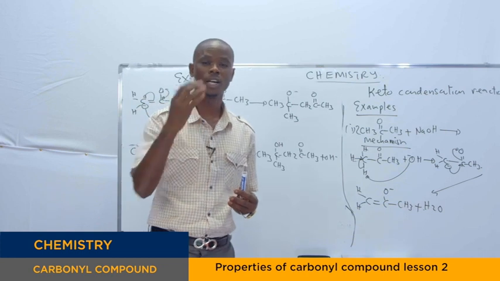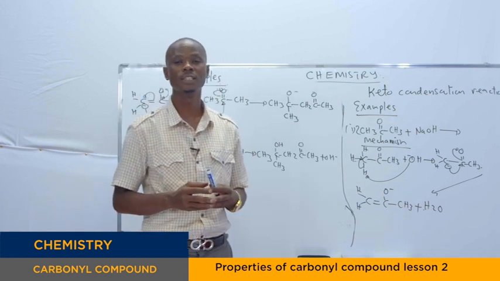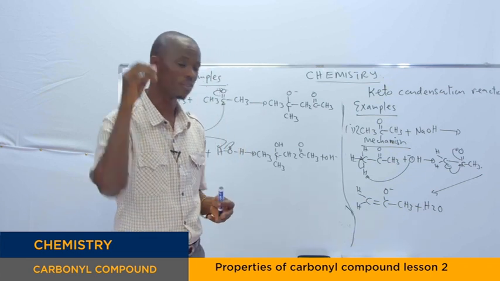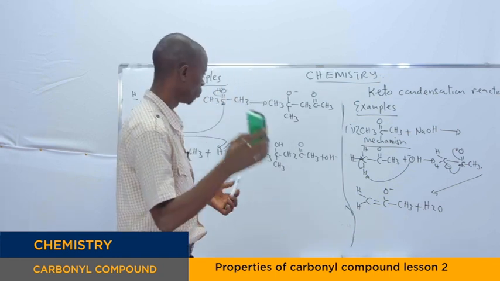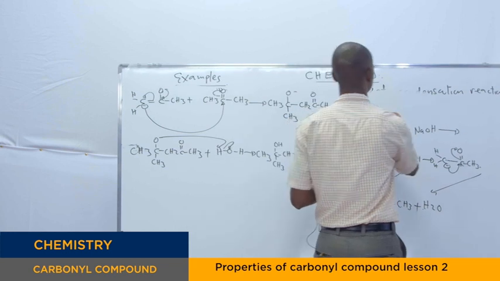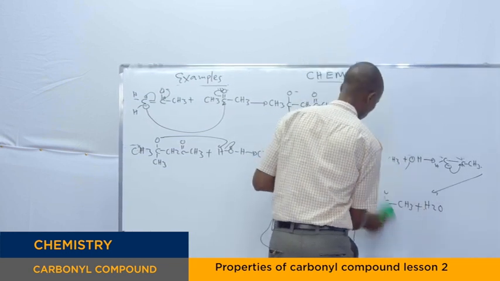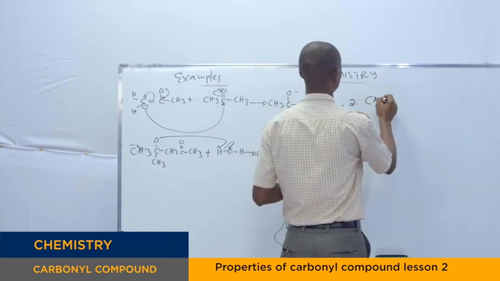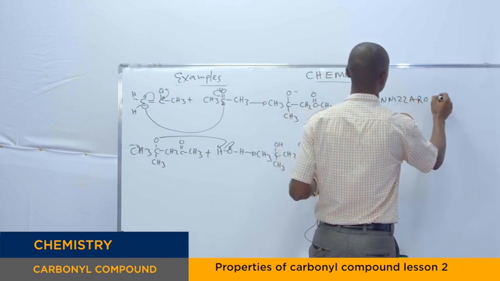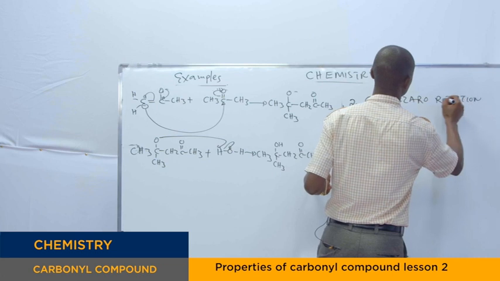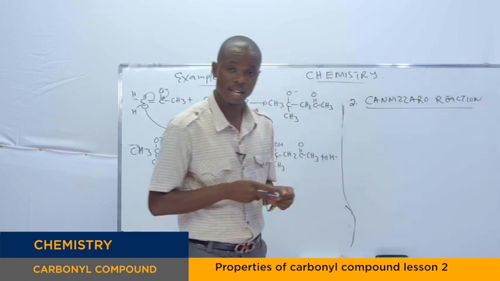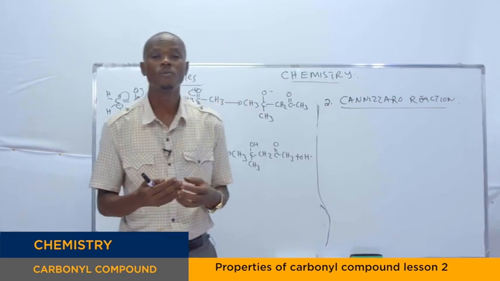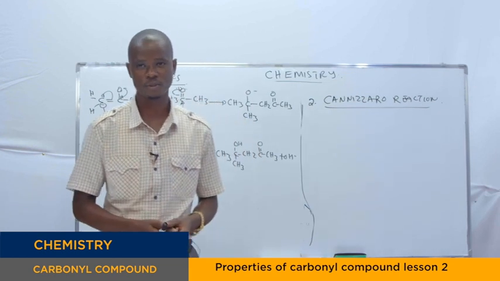Now, there are other carbonyl compounds which do not contain alpha hydrogen atoms. They have also another reaction, which is called the Cannizzaro reaction. So let us see the second reaction, which is Cannizzaro reaction. Now, Cannizzaro reaction can involve, for example, aldehydes with no alpha hydrogen atoms.